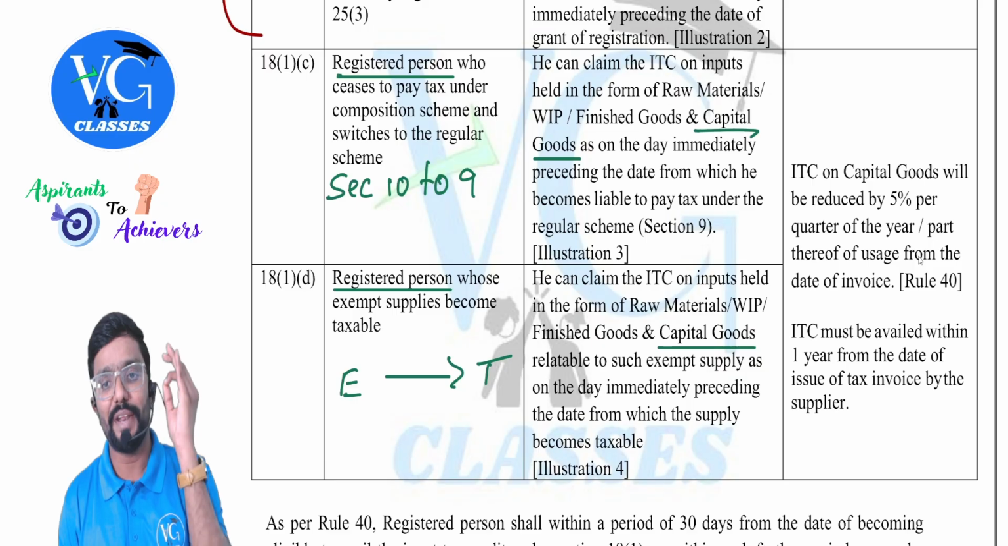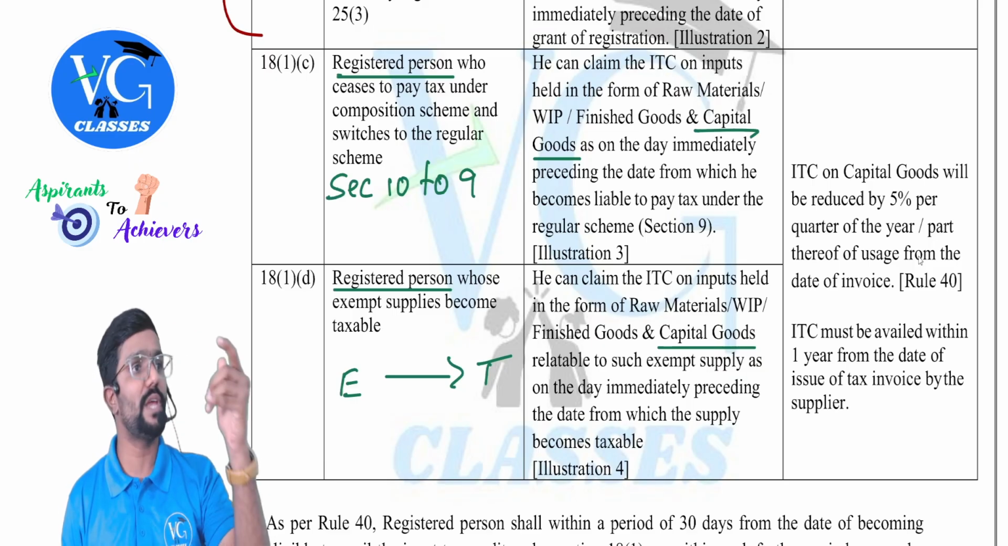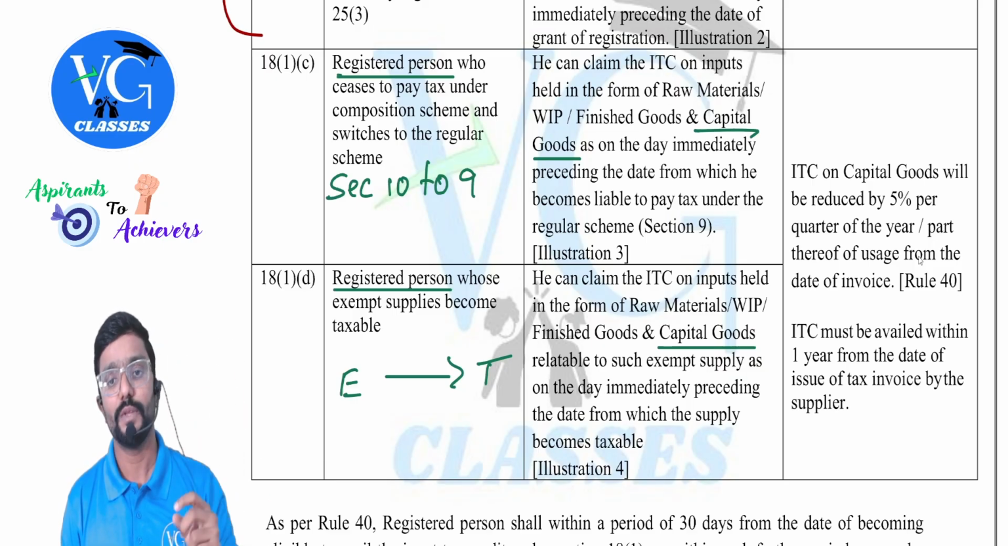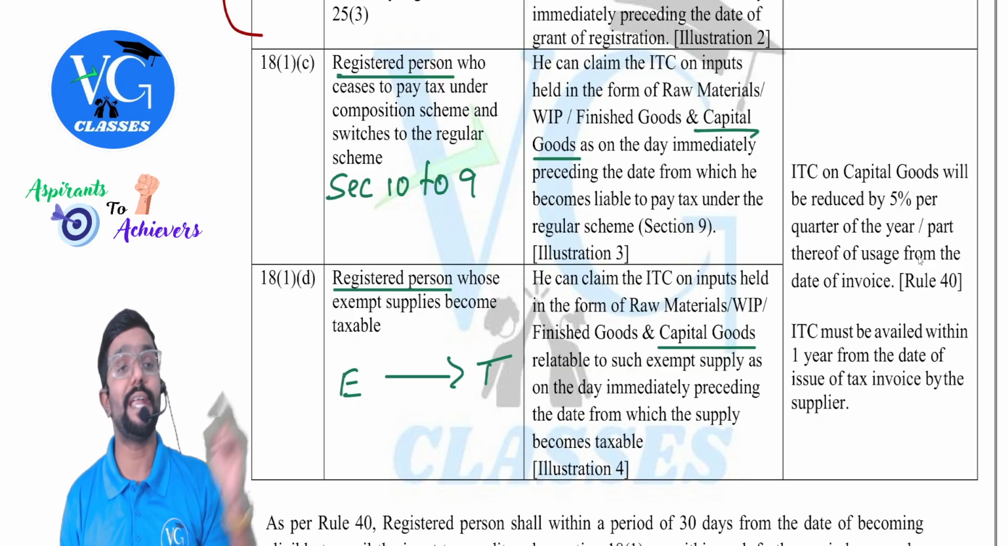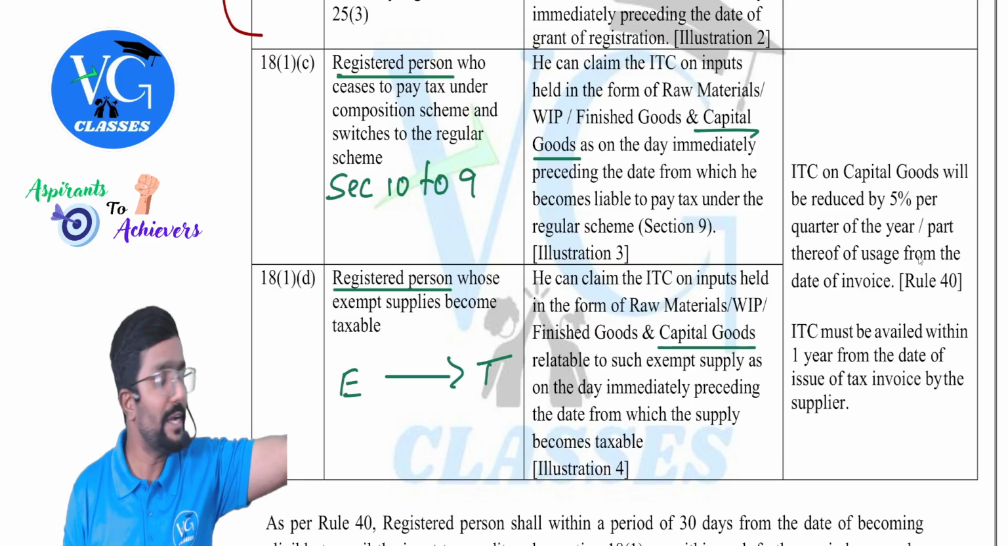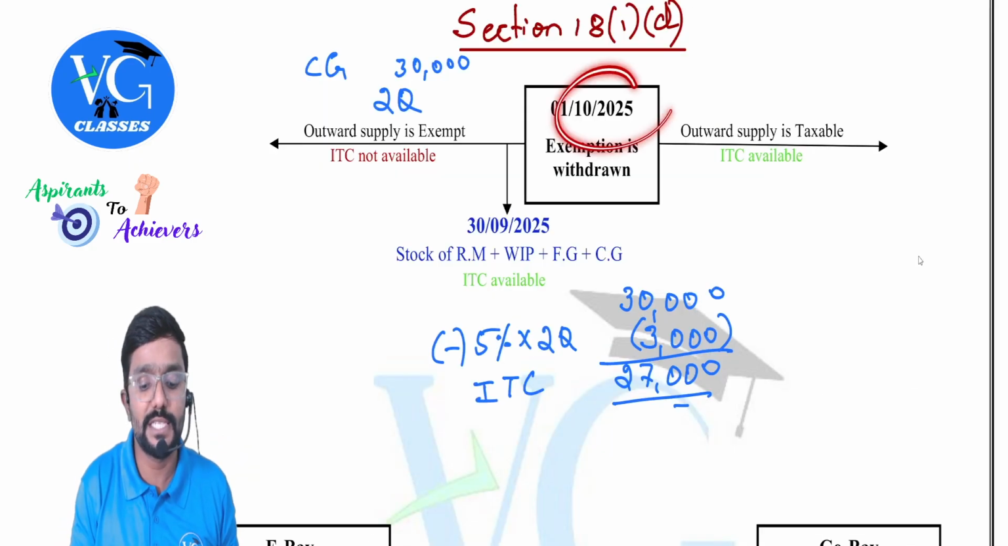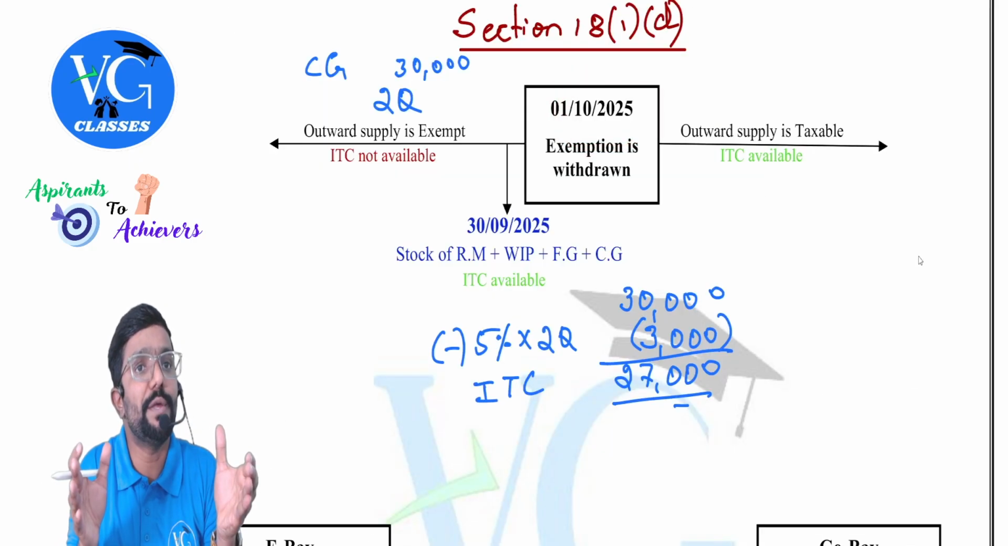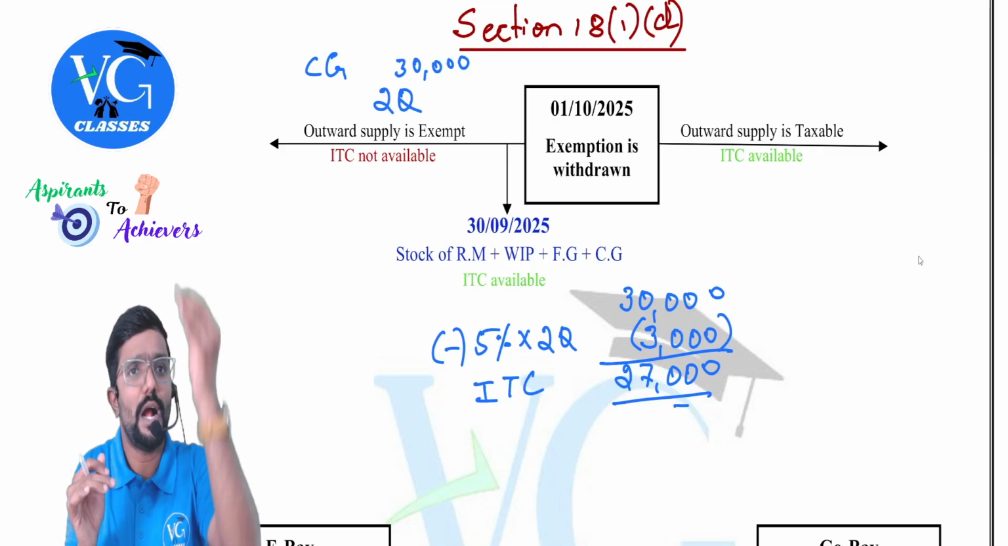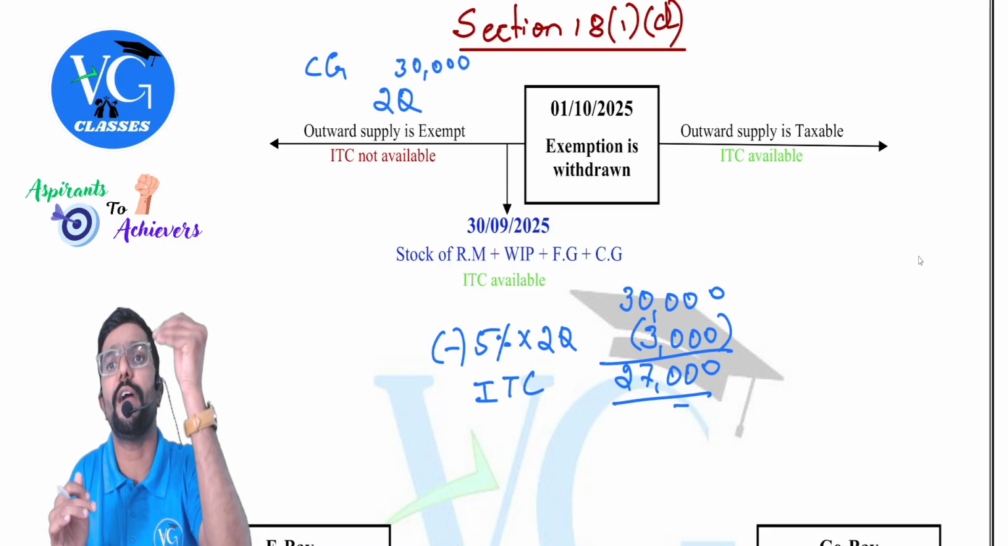ITC on capital goods will be reduced by 5% per quarter of the year or part of the quarter thereof of usage from the date of invoice. So from the date of invoice, we need to check till this date how many quarters are already over or part of the quarter. And for each quarter, how much should be reduced? 5%.